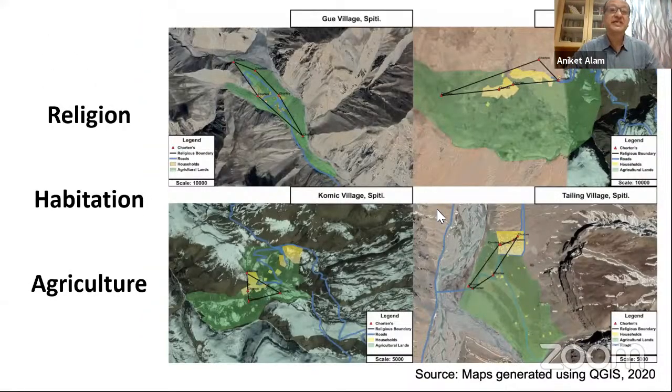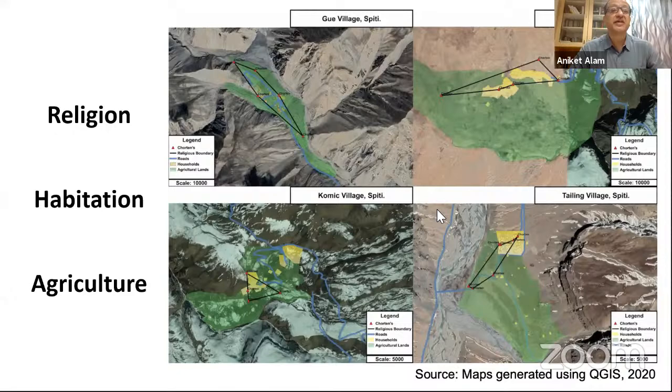So basically, what do we do at the end of it? What we did was we put three layers: agriculture, habitation, religion. And from talking to people there, we know that totems are typically religious structures which are used to protect.